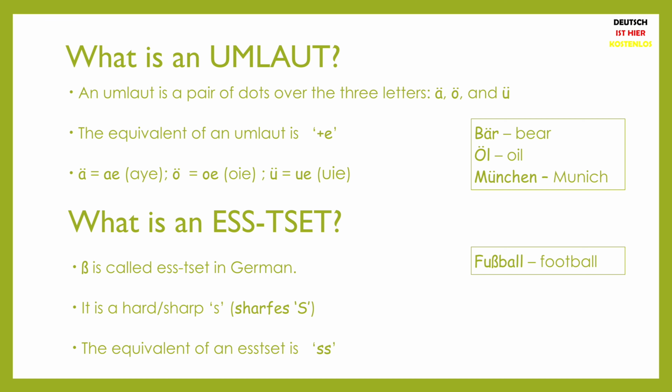Coming to the 4 new letters. So, what exactly is an umlaut? Basically, the pair of dots over the 3 letters A, U, and O is called an umlaut. If you can't write a letter with an umlaut, you can just write the regular vowel followed by the letter E, the English letter E, which is the equivalent of an umlaut. So A umlaut is actually AE, O umlaut is OE, and U umlaut is UE.